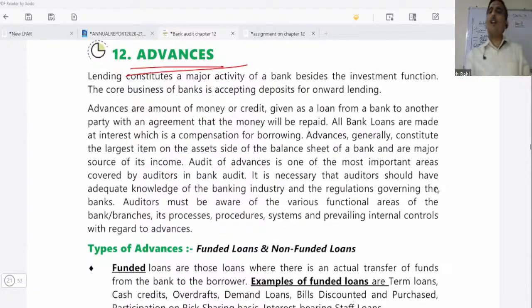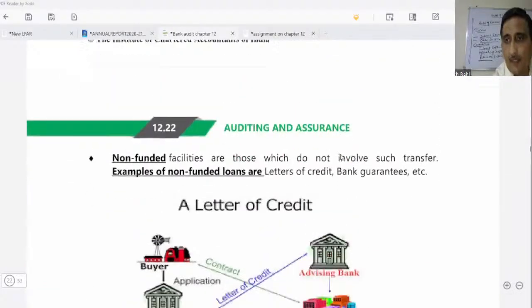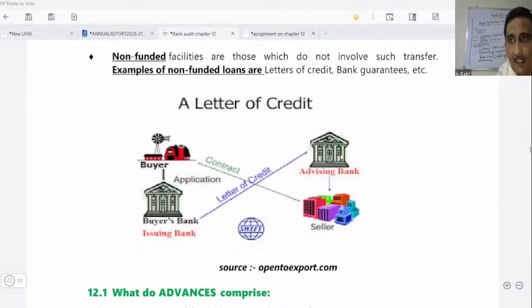Now we come to advances. Here all the things which were there in relation to advances, the various terms associated with advances, audit approach relating to advances, the provisions relating to NPAs, these are all discussed here. Same things, we have left out nothing. Funded loans, non-funded loans, these are terms. Examples of non-funded facilities: letter of credit, bank guarantees, I have already explained to you.